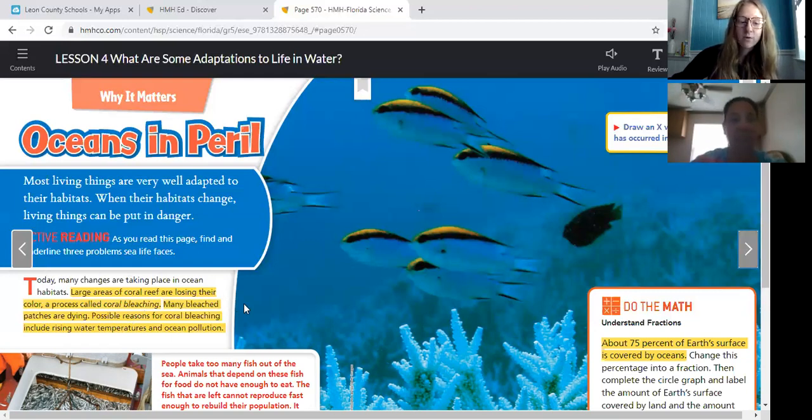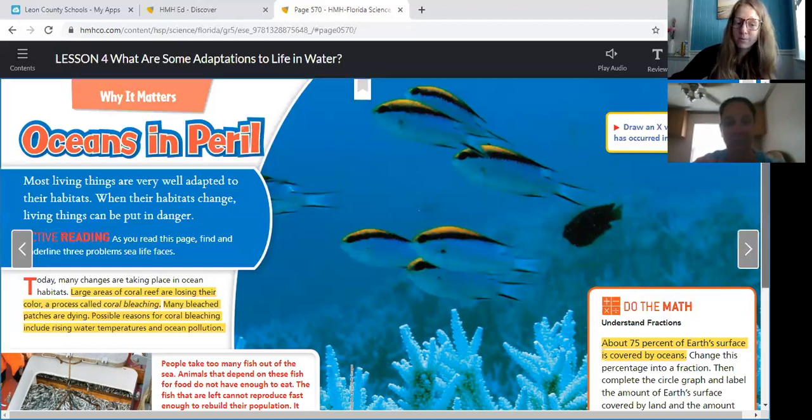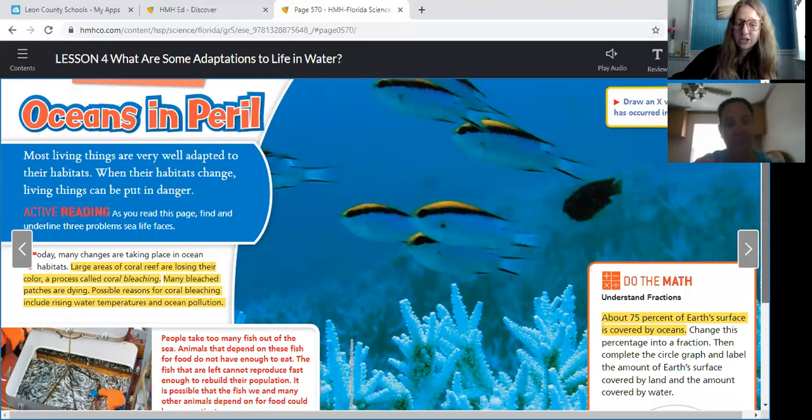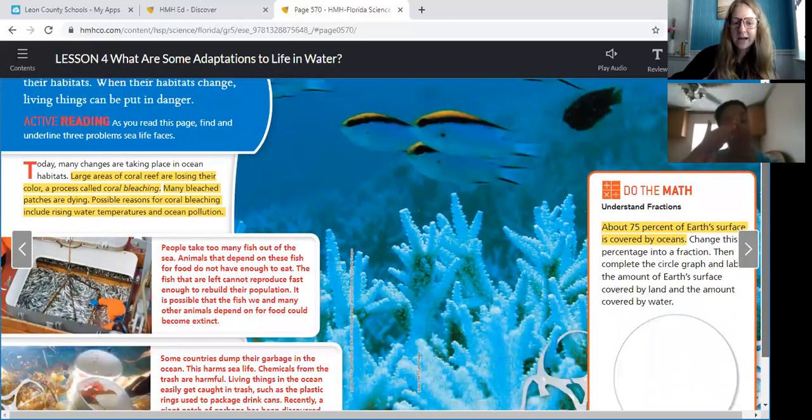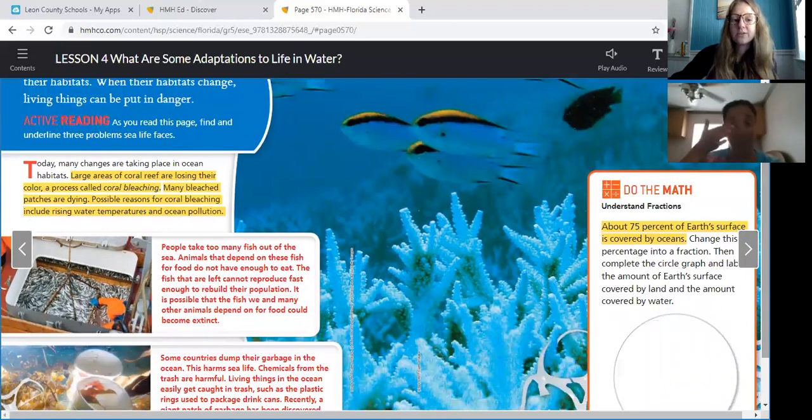Possible reasons for coral bleaching include rising water temperatures, so the ocean is getting warmer, and ocean pollution. So when you think about if you accidentally bleach your clothes, they turn white. Well, the coral doesn't only lose its color, but it actually kills it when we talk about coral bleaching. Right. You remember on the page before, all that beautiful, pretty coral. And look at the color it is on this page. It's a very pale, almost white color. Right. So I don't think this coral is doing very well at all.